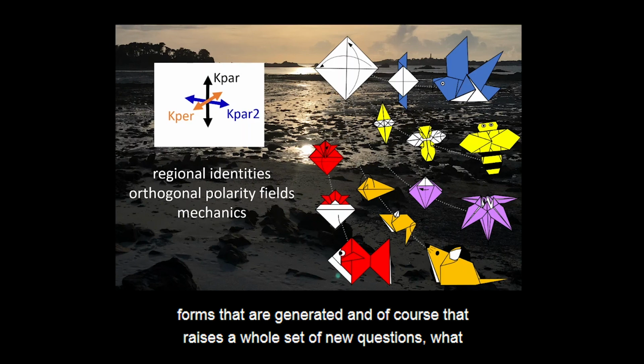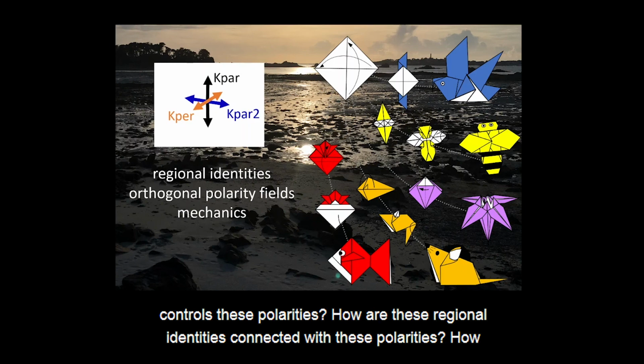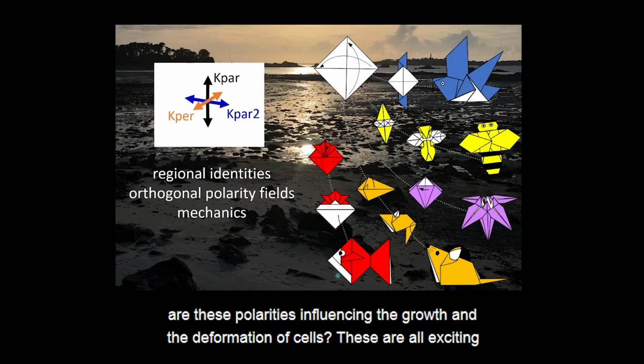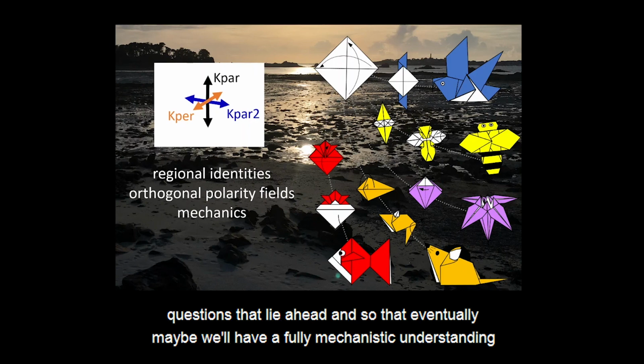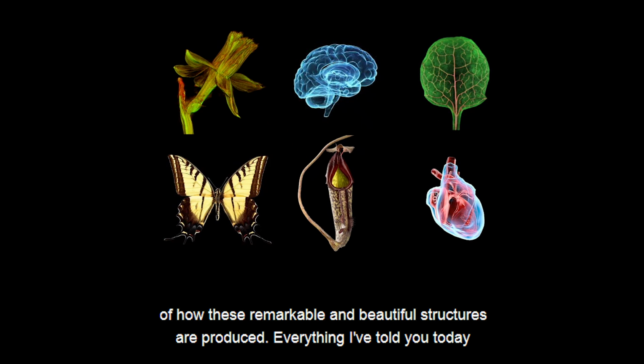And of course, that raises a whole set of new questions. What controls these polarities? How are these regional identities connected with these polarities? How are these polarities influencing the growth and the deformation of cells? These are all exciting questions that lie ahead. And so that eventually maybe we'll have a fully mechanistic understanding of how these remarkable and beautiful structures are produced.